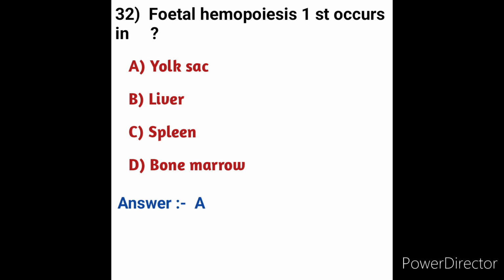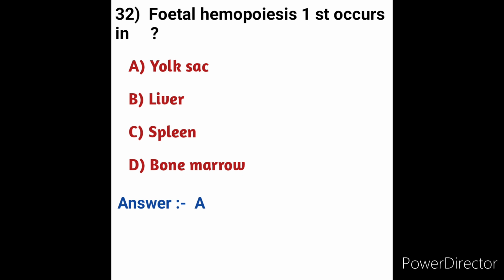Here the fetal hemopoiesis first occurs in the yolk sac. Option A is the correct answer. Embryonic hemopoiesis begins in the yolk sac. Early hemopoiesis in the fetal liver occurs prior to full maturation of the hepatic vascular system. This is used to mature the hepatic vascular system also. Fetal hemopoiesis first occurs in the yolk sac. Option A is the correct answer here.